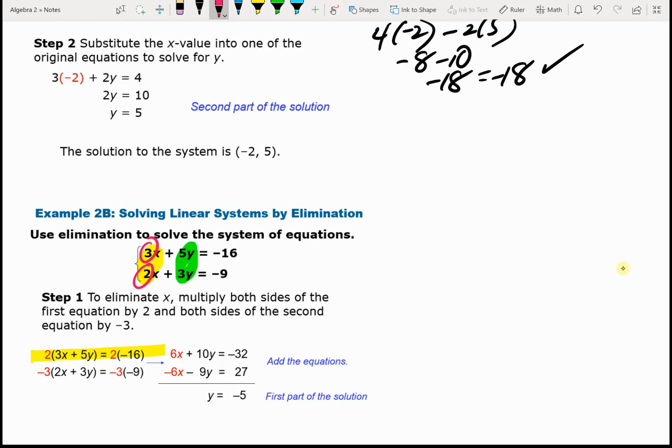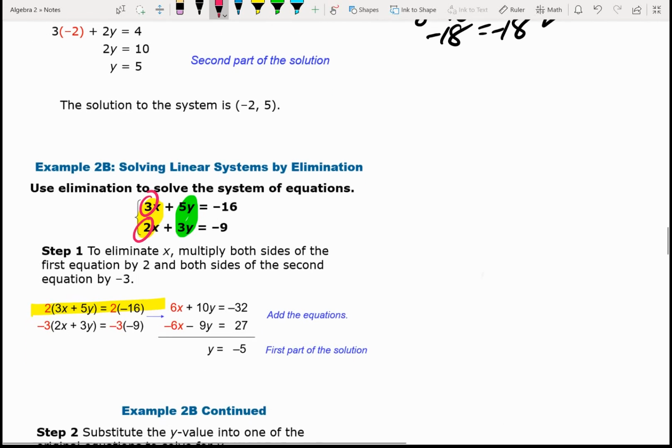So 2 times 3x is 6x, and 2 times 5y is 10y, and 2 times negative 16 is negative 32. And then the bottom equation, negative 3 times 2x is negative 6x, negative 3 times 3y is negative 9y, and negative 3 times negative 9 gives you a positive 27. You add, you eliminate those, you get y is equal to negative 5. That's the first part of the solution.